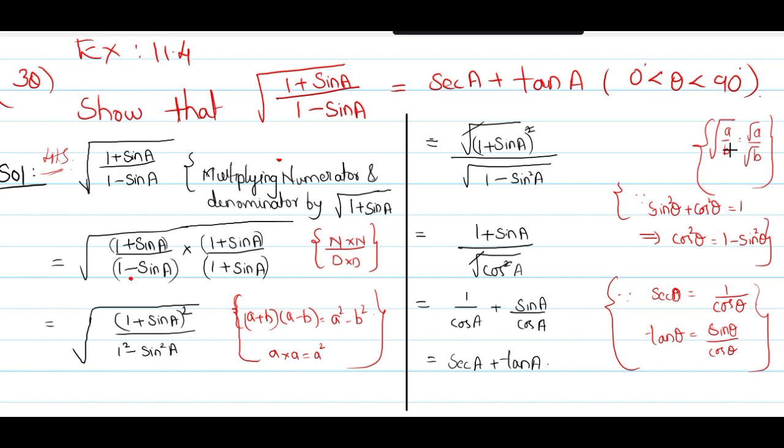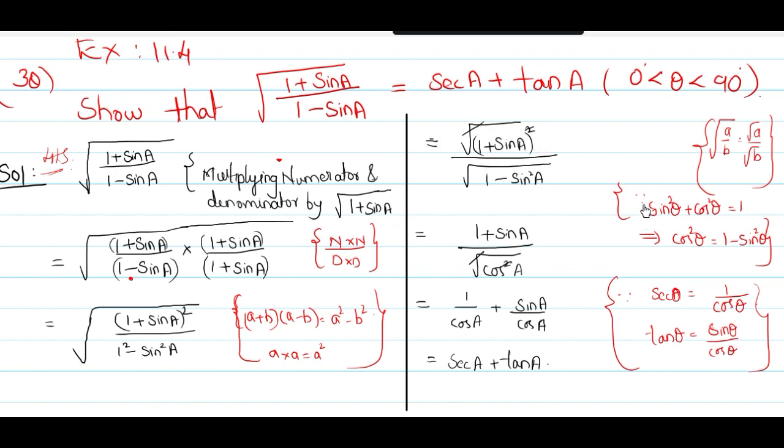Now we know that if we have under root ab, this root can be applied separately both to the numerator as well as denominator. So under root ab can be written as root a into root b. So we are applying this root both to the numerator as well as denominator: under root 1 plus sin a whole square by under root 1 minus sin square a. The square and square root can be cancelled.